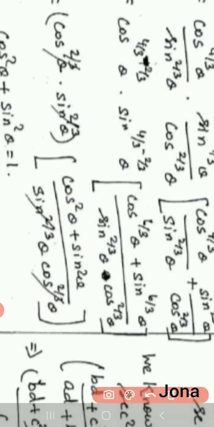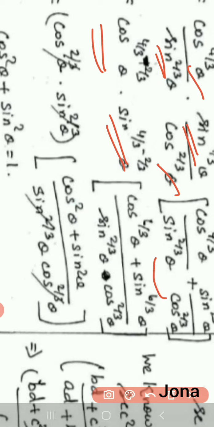And then I want to group the cos terms and the sin terms here at the numerator. Okay, so this cos power 4 by 3 theta and cos power 2 by 3 theta can be written in this form, cos of 4 by 3 minus 2 by 3 theta. And this sin can be written in the form of sin power 4 by 3 minus 2 by 3 theta. And then here you can take the LCM there in the bracket. So the LCM is sin power 2 by 3 theta into cos power 2 by 3 theta, and at the numerator you can cross multiply there so that you can get cos power 6 by 3 plus here sin power 6 by 3. This 6 by 3 can be written as 2.